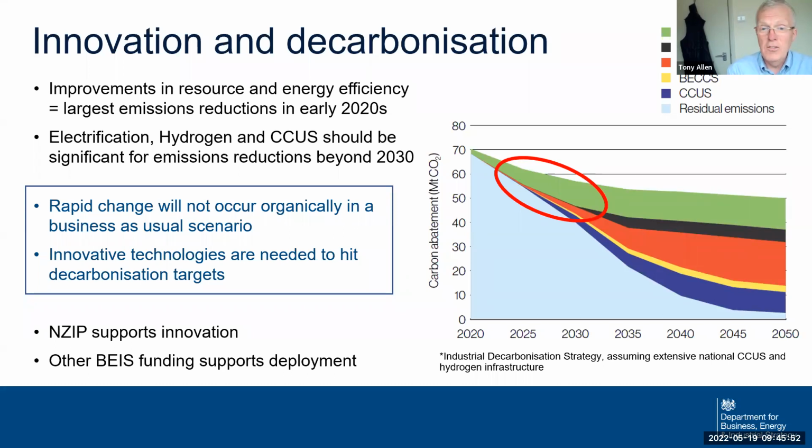With all these things, rapid change will not occur organically in a business-as-usual scenario. Intervention is needed. And it's that intervention which will help develop the innovative technologies which are needed to achieve the wider targets that have been set through the Industrial Decarbonisation Strategy. The key point to make here is that it's the NZIP portfolio that supports this innovation process. Other BEIS funding sources support subsequent deployment.